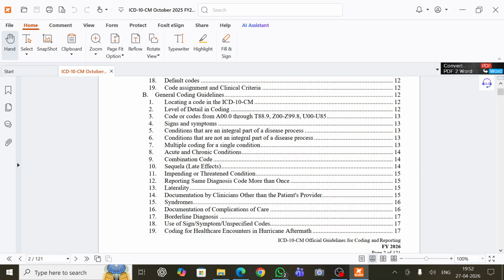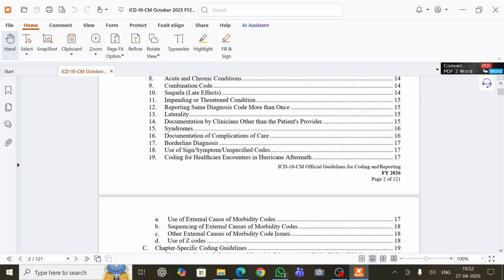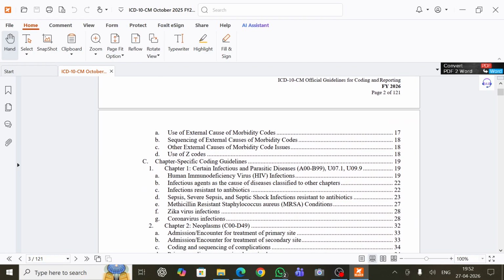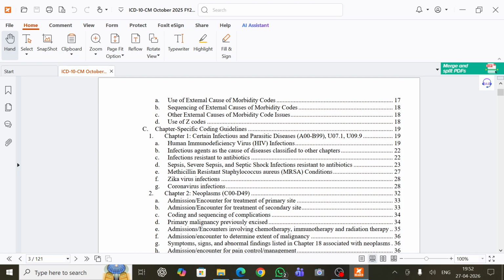After that we will see borderline diagnosis, signs and symptoms, and adverse effect and side effect codes. External causes of morbidity and many more external causes that a patient may have are also covered in that section. We will also cover Z codes.